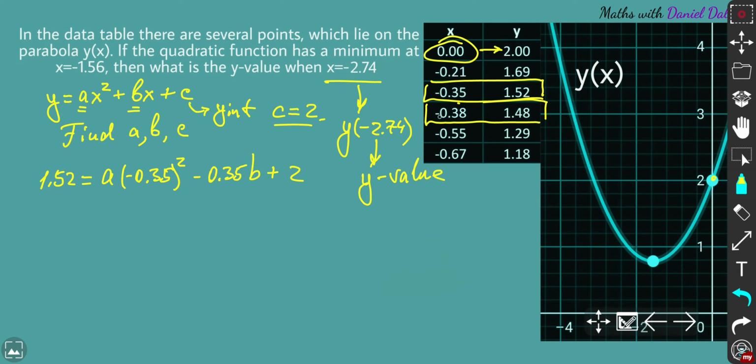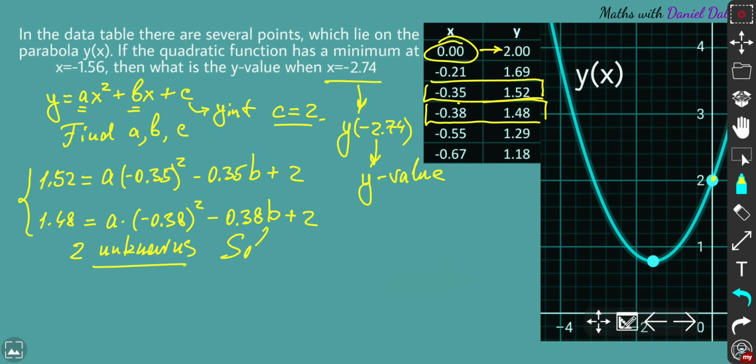And in the second equation, we plug in negative 0.38. So we'll get 1.48 equals, again, a times negative 0.38 squared, then the same x value times b, plus 2. Okay, so we can actually solve this as a system of equations. This is the fast way to solve that. You just simplify, you have two unknowns, you just solve and find the a and b coefficients.